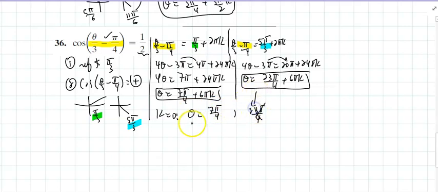That's definitely bigger than 2 pi. So that's the only solution I get, because if I add 6 pi to any solution that I have, it's going to be bigger than 2 pi. And that's pretty much what this big, messy problem looked like.